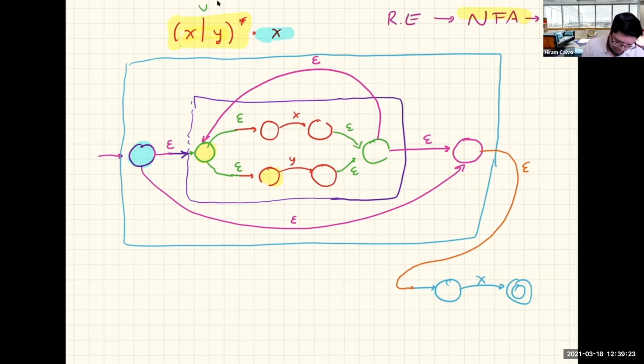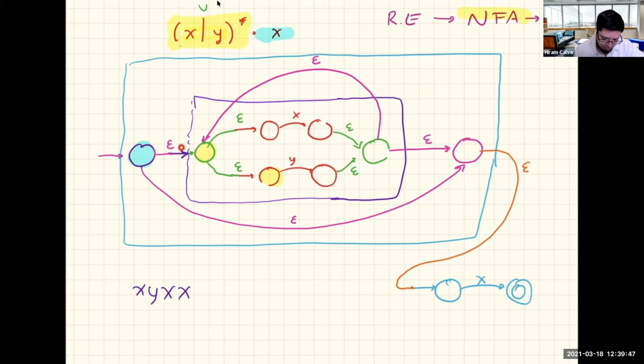For example, it says X or Y repeated any number of times, let's say X, Y, X, and concatenated with an X. So this is an example of a string that must be accepted by this automaton. So we start here and we will try to follow the epsilons so that we can accept this string.